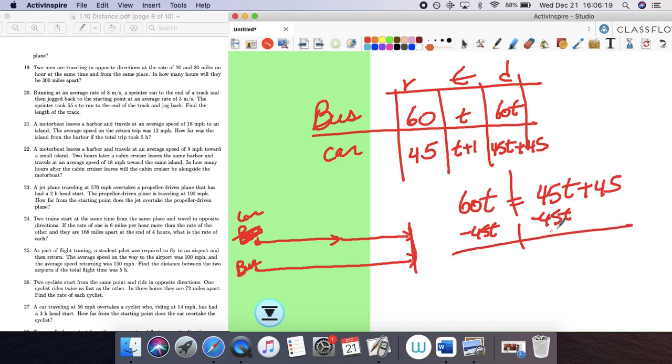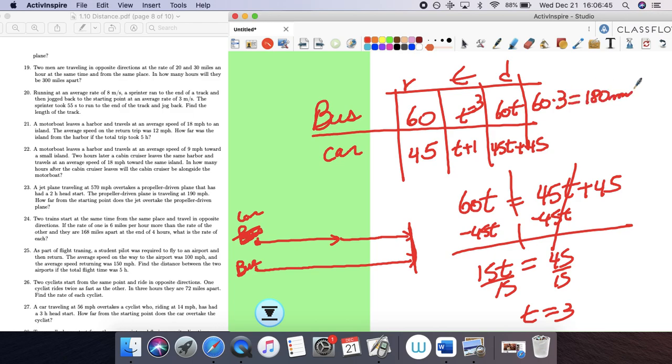Right? Remember, there's a wall. I keep forgetting that. So that goes away. 15t is what's left over, equals 45. Divide both sides by 15. T equals 3 hours. So the bus took 3 hours to overtake the cars. Is that the question? How long? Yeah. How far from the starting point? So it takes 3 hours. The bus was driving at 60 miles an hour. So 60 miles times 3 hours means that the bus had to drive for 180 miles before catching up to the car.